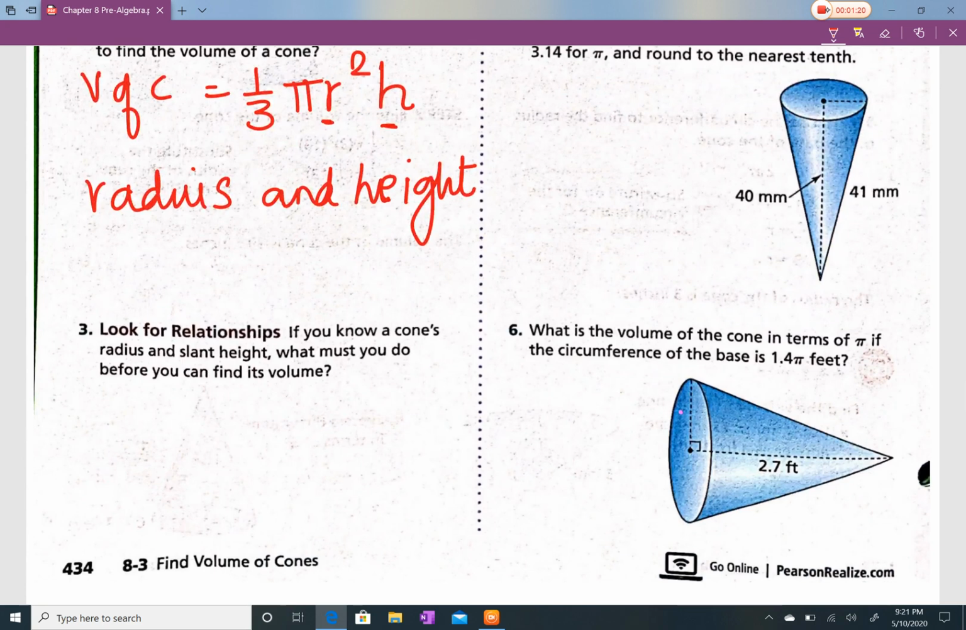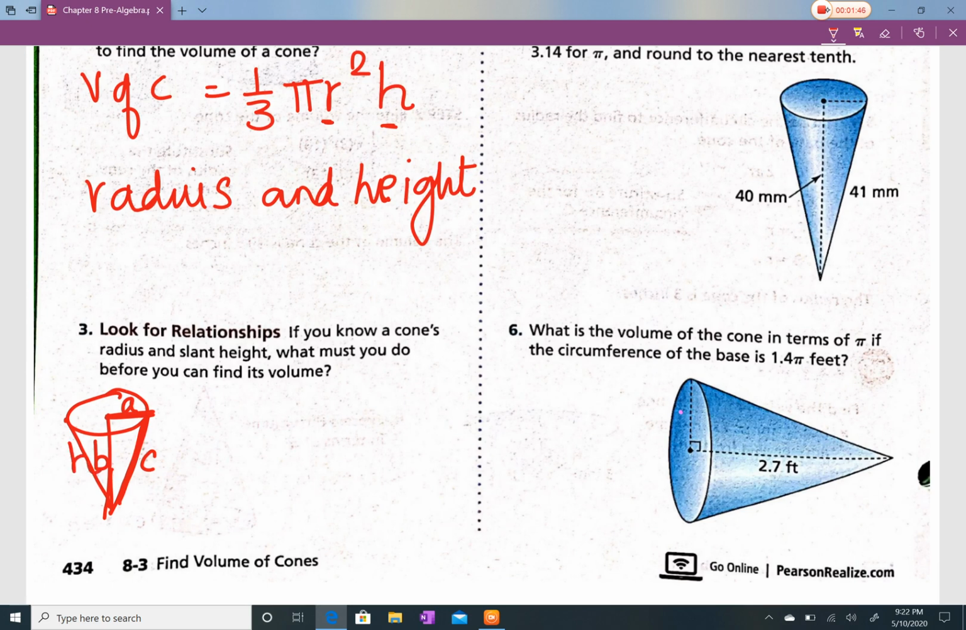If you know a cone's radius, so I will draw a cone. If I name this as A, this is C, this is B, if I know the hypotenuse, I can use the Pythagorean theorem to find the height, which is P. What must you know before you find the volume?